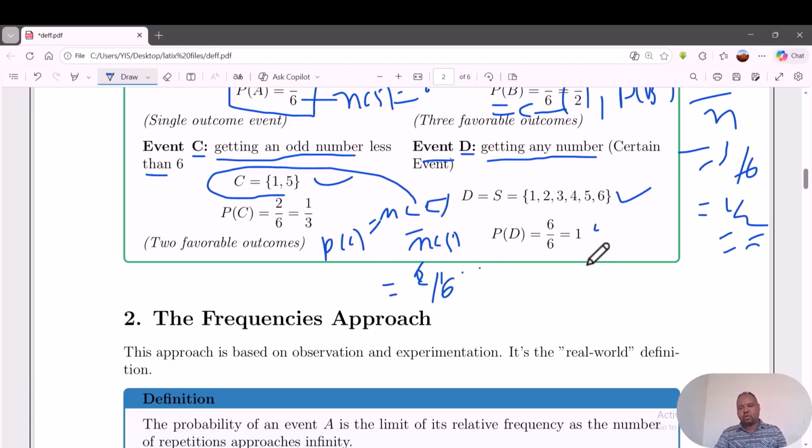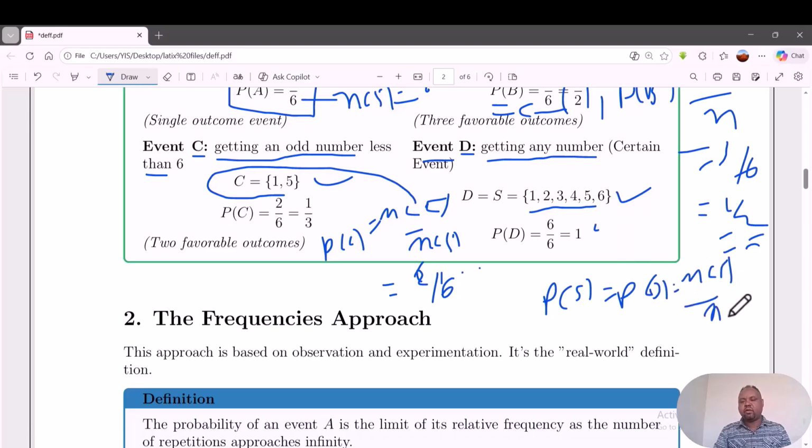The same is true for this one, which is a sure event. Getting any number of this sample space is nothing but the sample space over the sample space. The probability of S, or of D, is n(S) over n(S). The same number cancels out, and we come up with 1. This is a sure event. Now D is a sure event because it considers all elements in the sample space, right?